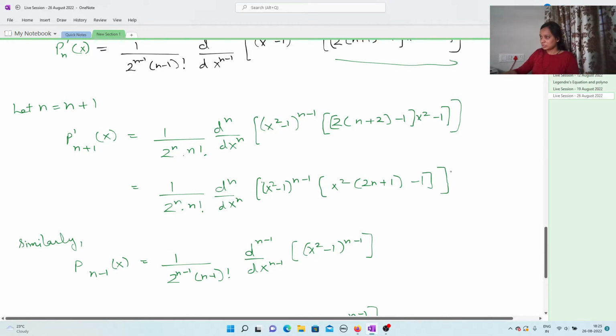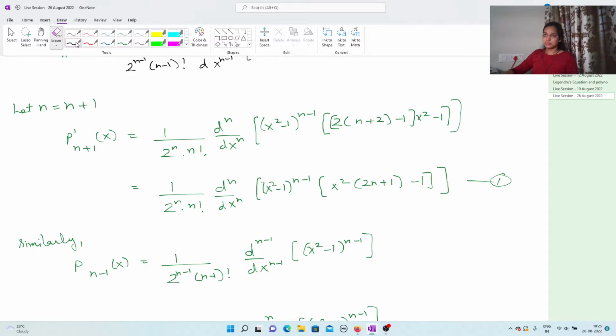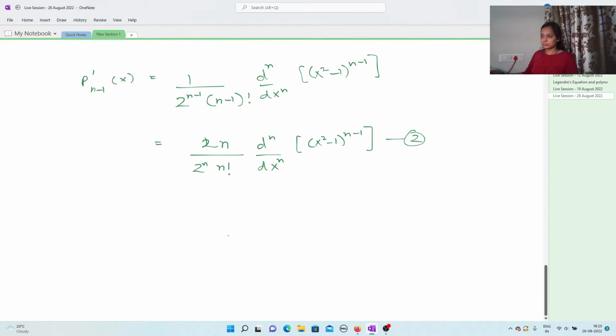And let's call this equation 1. Okay, now we have to do equation 1 minus equation 2. What will that be? P dash n plus 1 minus P dash n minus 1.